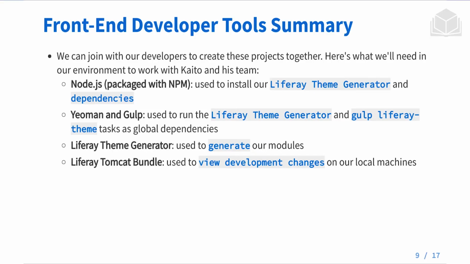All right, so to do that, we're going to work with Node.js, which is going to be packaged with NPM. We're going to use the Liferay theme generator as well as its dependencies to create our front-end modules. And we'll be using Yeoman and Gulp to create our project structures as well as be able to actually deploy them to the app server. Along with that, we'll be using a local instance of Liferay. We'll be running a Liferay Tomcat bundle so we can actually take a look and see our changes that we create together. So in the next section, we're going to take a look at the full stack of tools that we're going to be using for this course, and then we'll go ahead and set all of this up together.